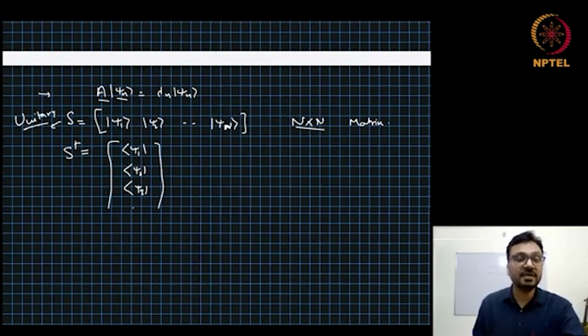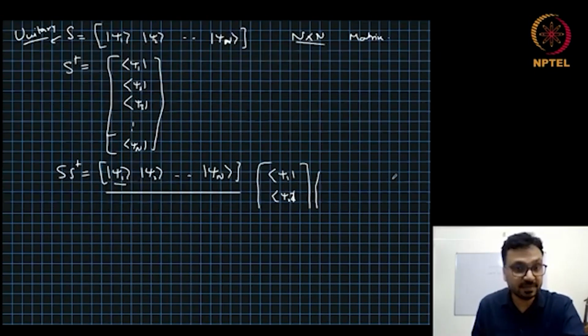What we have done is we have taken a Hermitian operator A, and we have its eigenvectors and eigenvalues. We make a matrix S out of the eigenvectors of A, and we see that this matrix S turns out to be a unitary matrix.